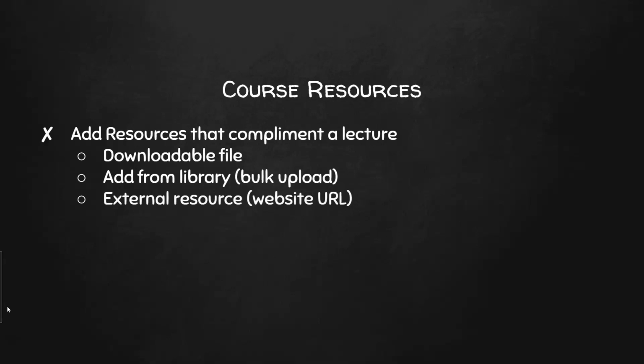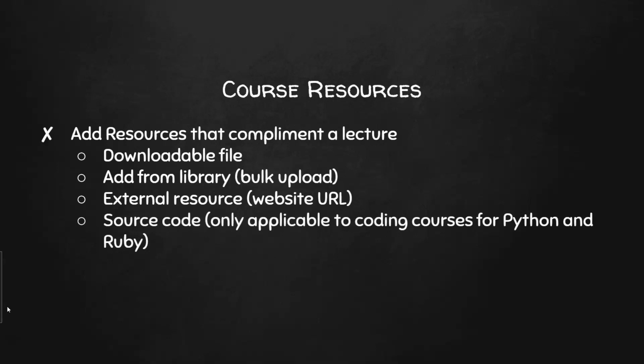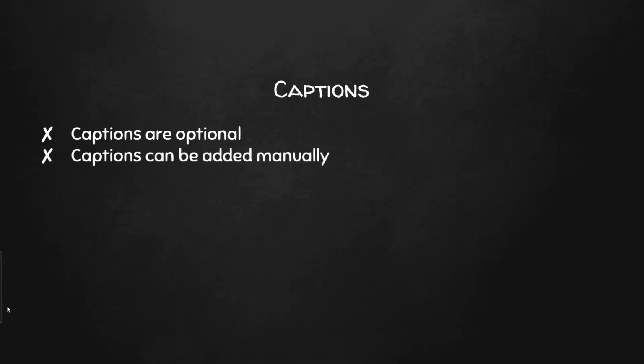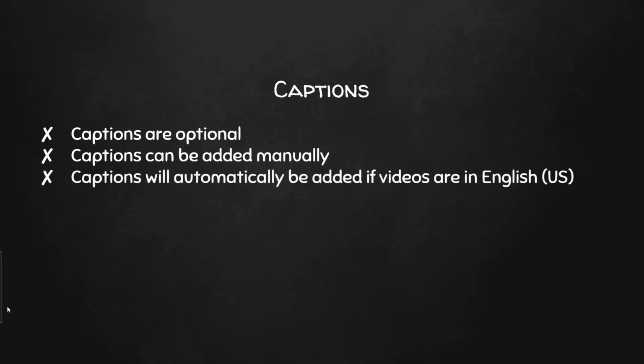And external resource, which could be like a website URL. And then we have source code, which is pretty much only applicable to coding courses for like Python and Ruby, etc., etc. All right. And then of course there's what we call captions. Captions are completely optional. Captions can be added manually, or captions will automatically be added if your videos are in English, US English. Okay, so let me head back over to Udemy and show you a couple of these things.